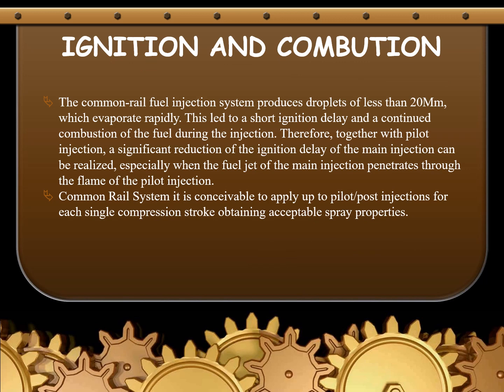Ignition and combustion: the common rail fuel injection system produces droplets of less than 20 micrometers, which evaporate rapidly. This leads to a short injection delay and allows combustion of the fuel to continue during the injection. Therefore, together with pilot injection, a significant reduction of the injection delay of the main injection can be realized, especially when the fuel jet of the main injection penetrates through the flame of the pilot injection. The common rail can apply pilot or post injection in a single compression stroke, obtaining acceptable spray properties.